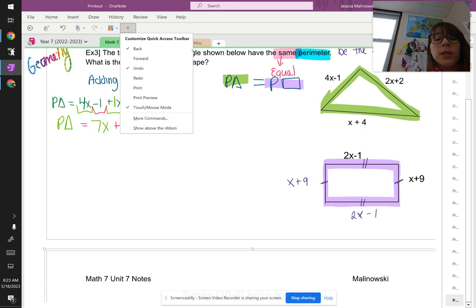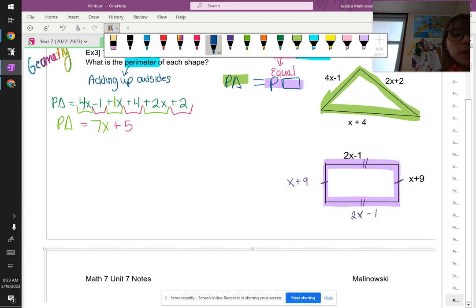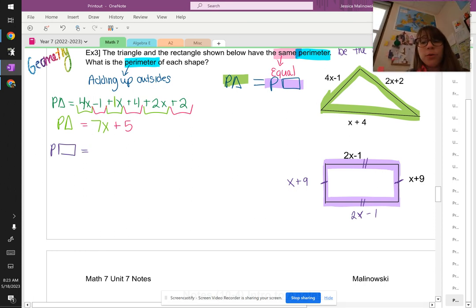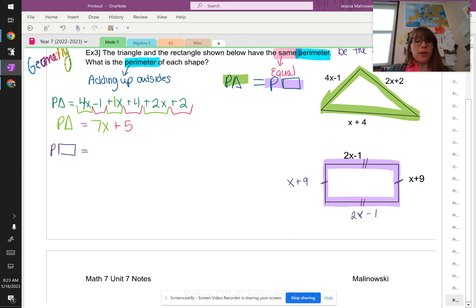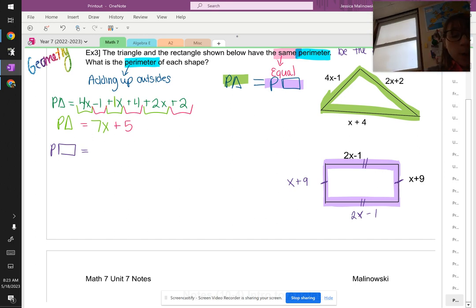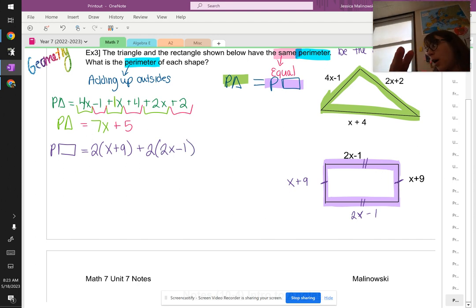Up next, we need to find the perimeter, I'm using purple, of the rectangle. Notice how I'm just changing my notation here. Now you've got 2 options to set up the perimeter of your rectangle here. You can just add them all together, 2x minus 1 plus 2x minus 1 plus x plus 9 plus x plus 9. Or you can set it up with the distribution. The 2 times x plus 9 plus the 2 times 2x minus 1. Either option, it's up to you.